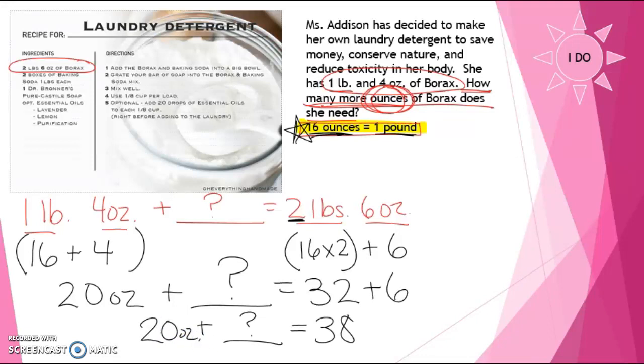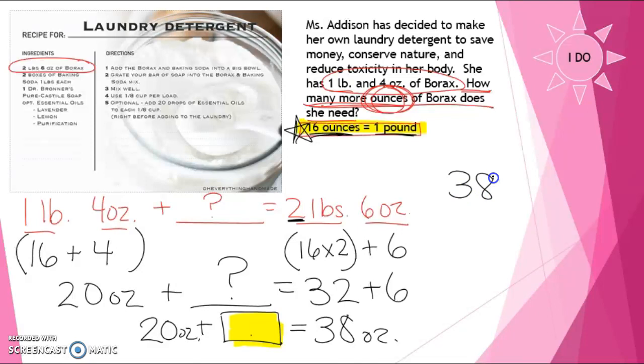And boys and girls, when you're doing algebra, sometimes instead of a question mark, this is the letter. Like it could be the letter A or the letter X or the letter Y. Or sometimes in your math book, it's just a box and you have to fill in the box. So we have 20 ounces plus something equals 38 ounces. If you're thinking that the way to figure this out is to subtract, you are correct. The way to figure out this number in our equation is to subtract.